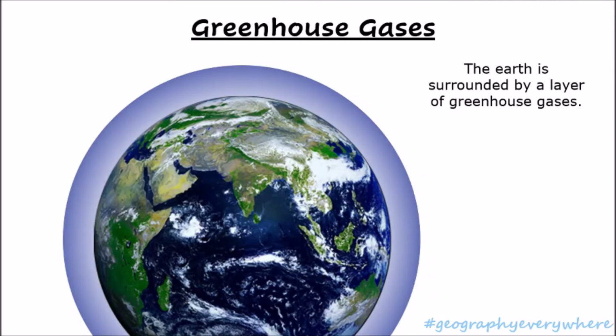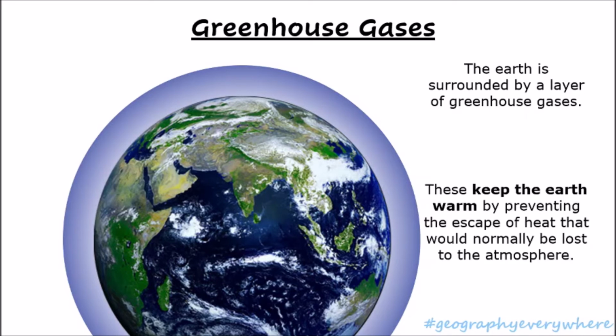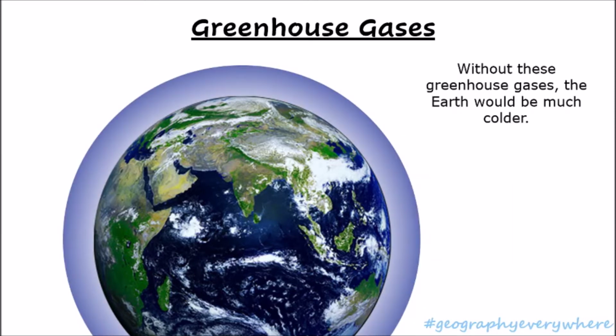Let's talk about greenhouse gases. So the Earth is surrounded by a layer of greenhouse gases. These greenhouse gases keep the Earth warm by preventing the escape of heat that would normally be lost to the atmosphere. Without these greenhouse gases, the Earth would be much colder.